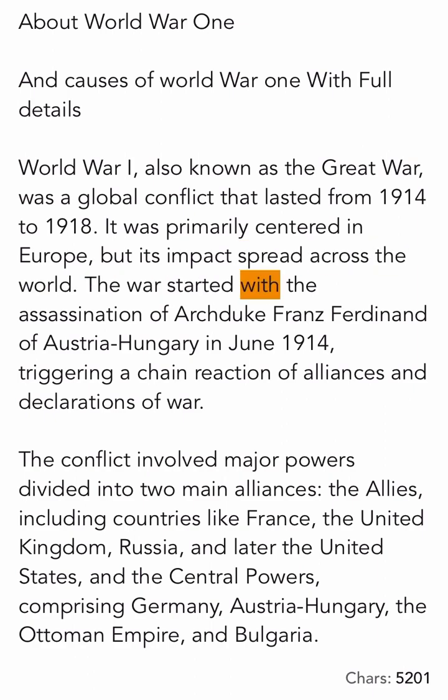The war started with the assassination of Archduke Franz Ferdinand of Austria-Hungary in June 1914, triggering a chain reaction of alliances and declarations of war. The conflict involved major powers divided into two main alliances: the Allies, including countries like France, the United Kingdom, Russia, and later the United States, and the Central Powers, comprising Germany, Austria-Hungary, the Ottoman Empire, and Bulgaria.